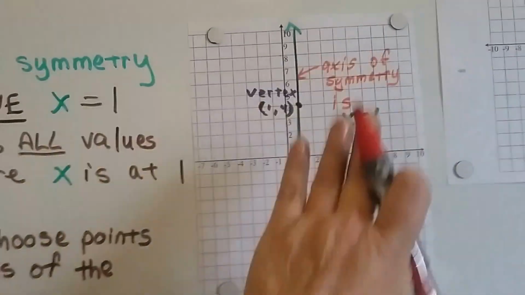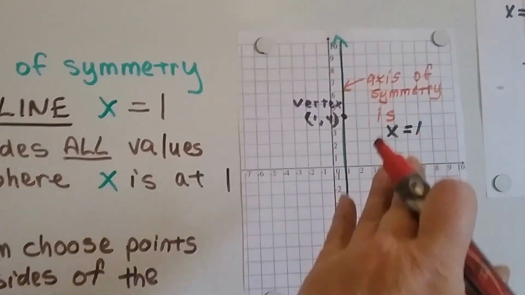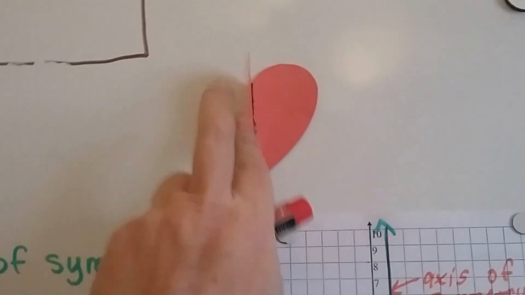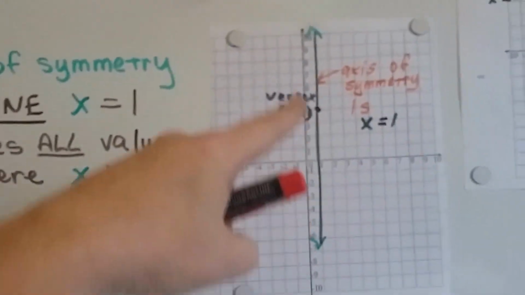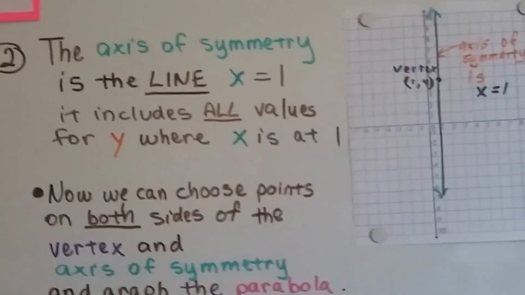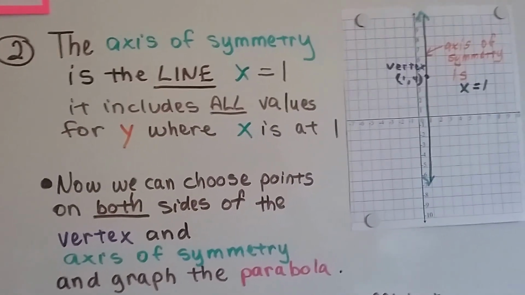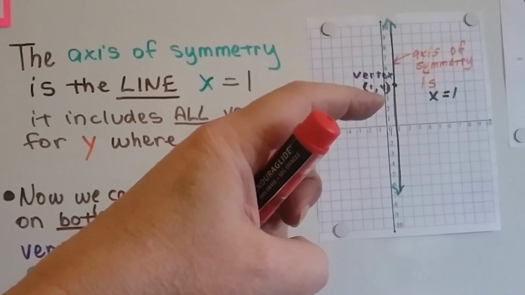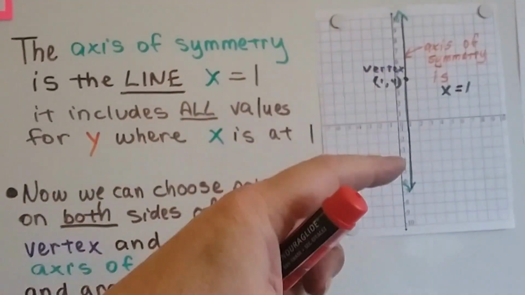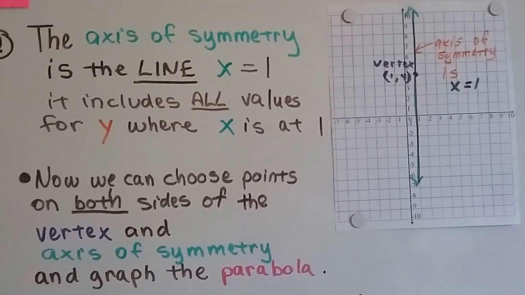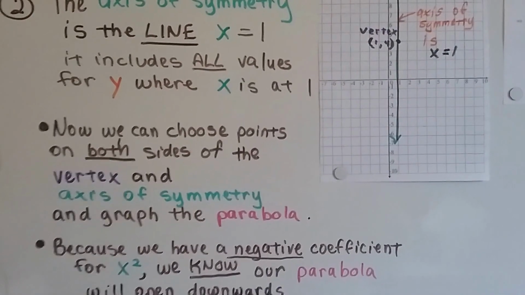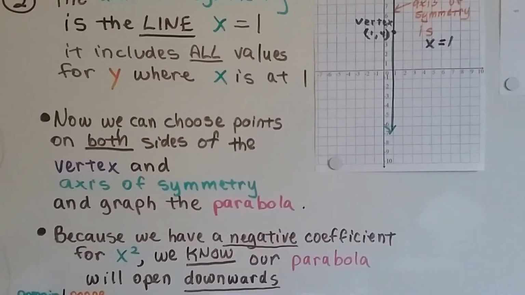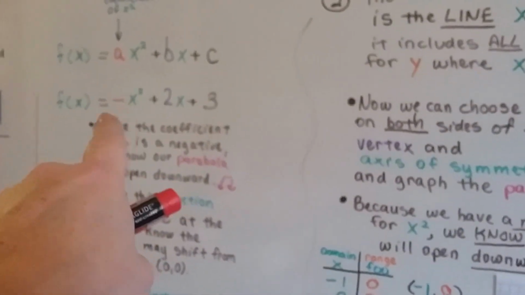That's where our parabola is going to be split in half, just like our little heart here. Our little heart has an axis of symmetry coming down the center, and it splits it in half. See? That's what it's going to do to the parabola, but it's going to be where x is 1, all right? So it includes all the values for y, y1, y2, y3, y4, y5, all the way up where x is at 1, see? Now we can choose points on both sides of the vertex in that axis of symmetry and graph the parabola. And because we have a negative coefficient, we saw that it was a negative, right?